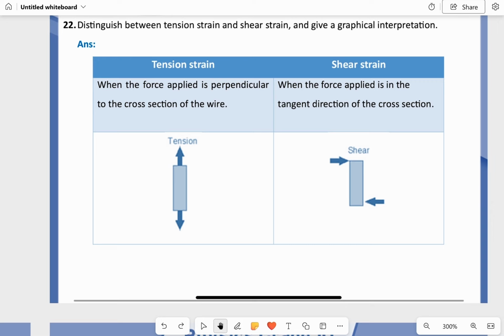Distinguish between tension strain and shear strain and give a graphical interpretation. So you have tension strain when the force applied is perpendicular to the cross-section of the wire, and you have shear strain when the applied force is in the tangent direction of the cross-section. Now you have this one. Tension is when the force is perpendicular. You see, it makes a 90-degree angle with the object, so it's perpendicular to the cross-section of the wire. And you have shear strain, which is applied in the tangent direction of the cross-section.